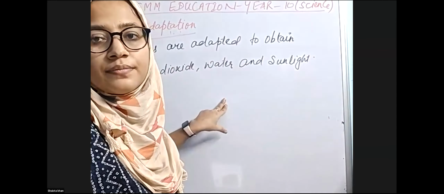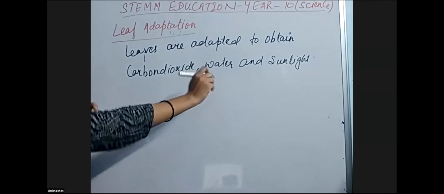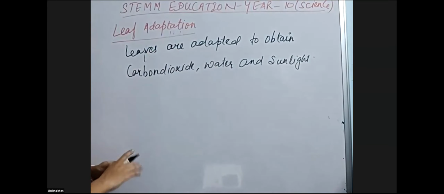Okay, so let's proceed further. One by one, we will understand how leaves are adapted, what the structure is, so that they can get more and more carbon dioxide, water, and sunlight. First of all, let me tell you about carbon dioxide.